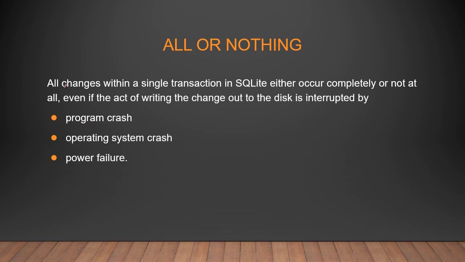As I've told you about the transaction, I'm going to rehearse it. All changes within a single transaction in SQLite either occur completely or not at all, even if the act of writing the change out is interrupted by a program crash, operating system crash, or power failure. All or nothing. Running the database operations inside transactions ensures that all the changes either occur completely or not at all, so there is no midway of getting the chance of losing the data. Even if for any reason an error occurs and the transaction is unable to complete, the system should return to the state before the transaction was started. The error could be anything: the program stopped responding, an operating system crash, or a power failure.